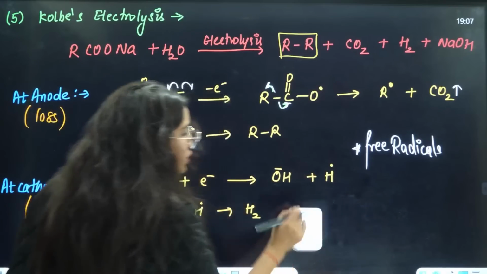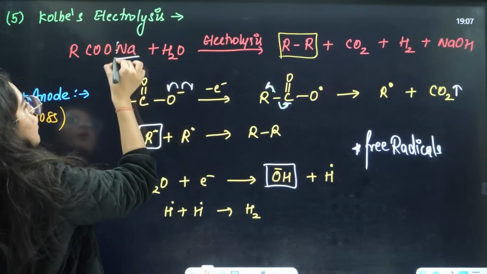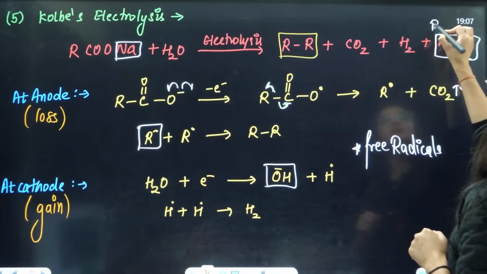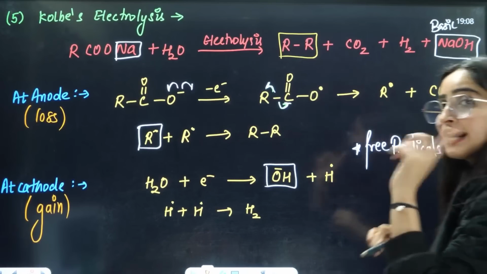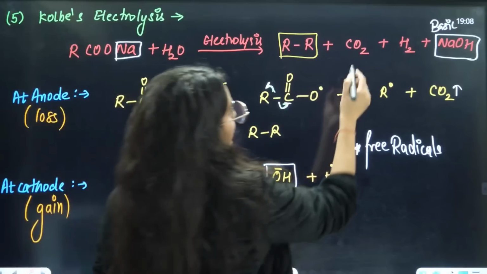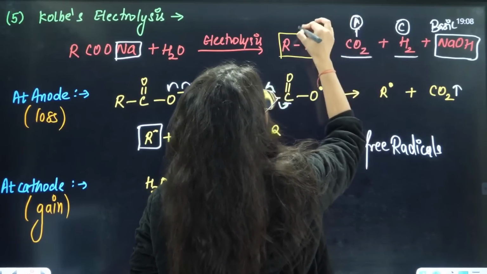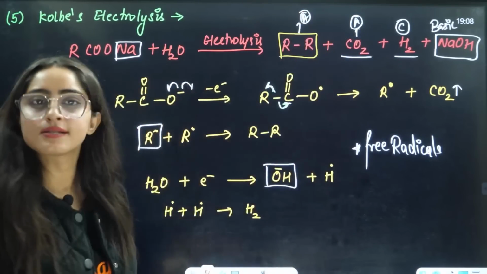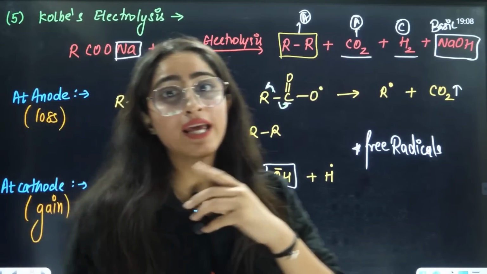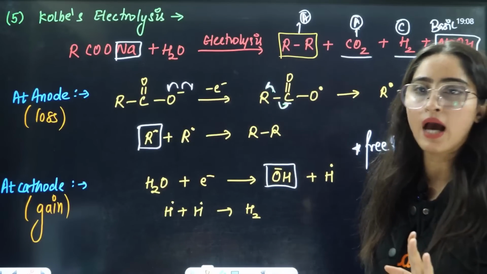Now, once you have OH negative and H free radical, this OH negative and the Na positive here will combine together to form this. That is why we say it is a basic medium. After the reaction, the medium will become basic in nature. The second question that can be asked is what is at the anode and what is at the cathode. Okay guys, got it? Free radical mechanism, and what is at anode and at cathode, this can be asked to you.